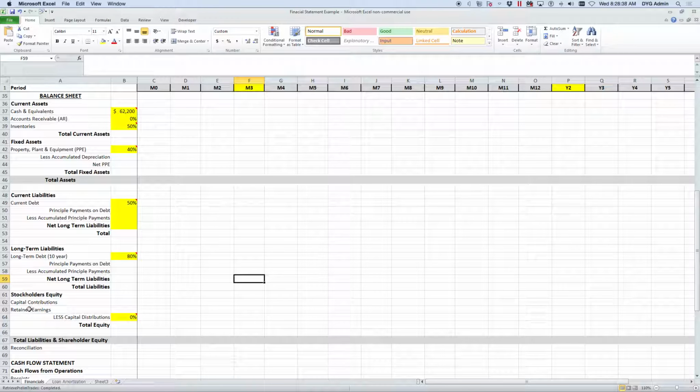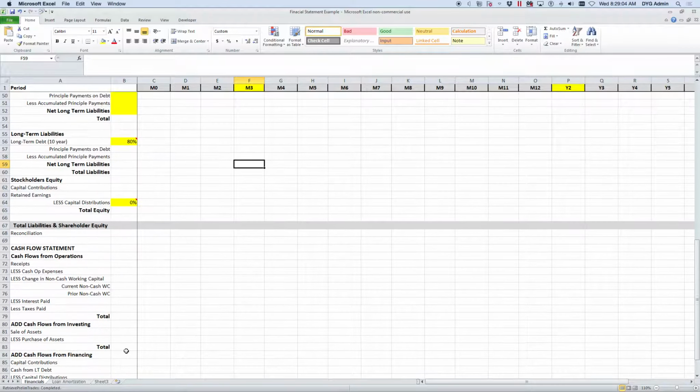And so you have capital contributions. There is a category for retained earnings that we'll add, but there's no formula here. Less capital distributions, that's dividends. Right now I'm going to assume that we're going to distribute 0% of our cash flows, our net income, I should say. And so I've set it to 0, but we could always move that up.